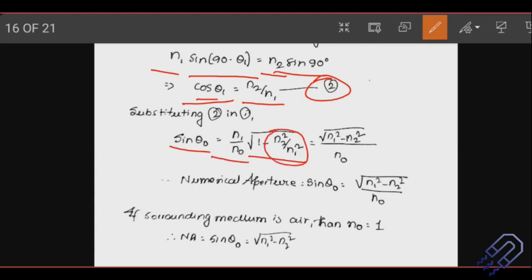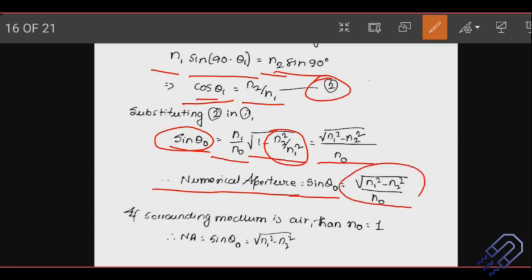So look into the beauty of this. Okay, it becomes more simplified. So sine of theta naught, which is nothing but the numerical aperture, will be root over of n1 square minus n2 square divided by n0. Okay, therefore numerical aperture, sine of theta naught, is equal to root over of n1 square minus n2 square divided by n0. That's the definition of numerical aperture, and that's the relation that we usually use to find out the numerical aperture. Now things become very easy.